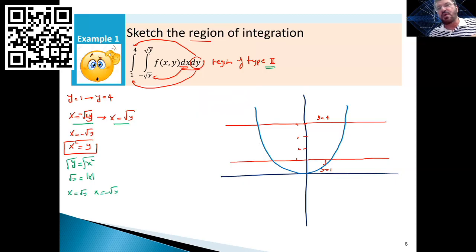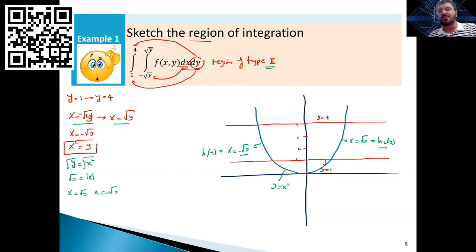Minus root y. So this part, by the way, is x equal minus root y, and this part is x equal root y. Altogether, what is this? Altogether, this one, y equal what? X squared. This is our curve. But the right side is x equal root y, and the left one is x equal minus root y. And by the way, this one is h2 of y, and this one is h1 of y. So where is my region, by the way? It says it's between minus root y and root y. So it's all of this curve. But it's from y equal 1 to y equal to 4.